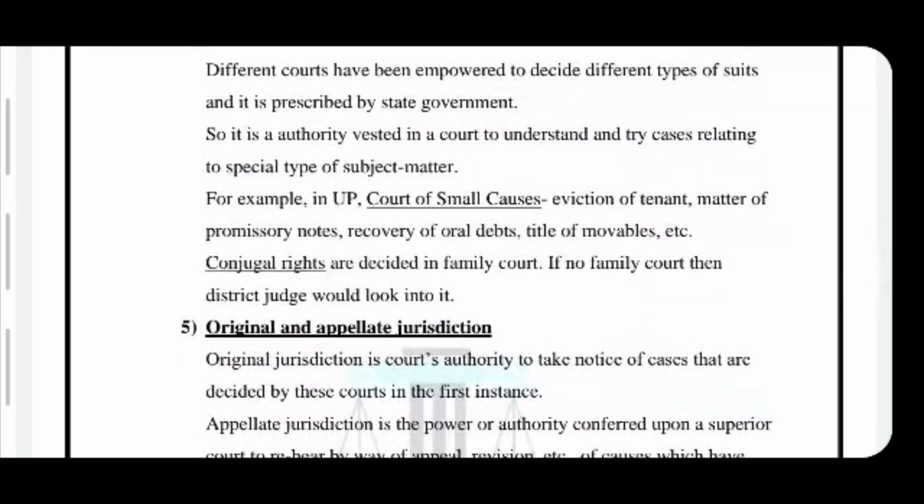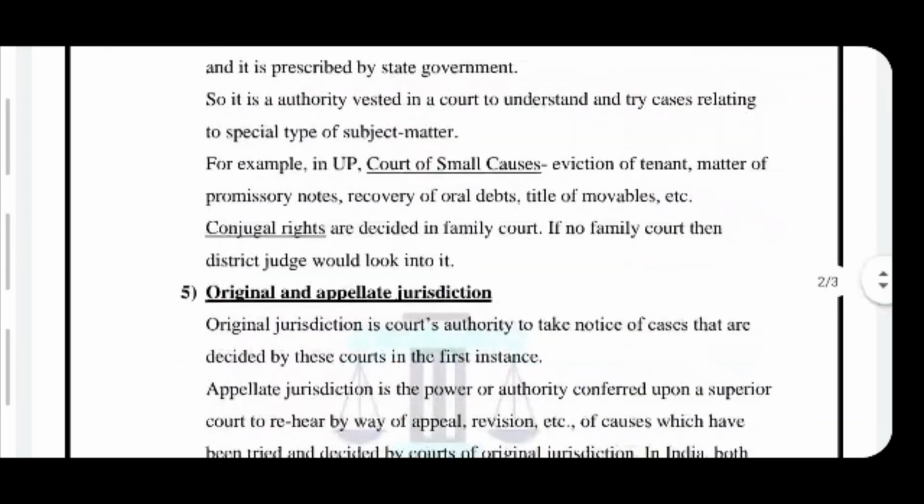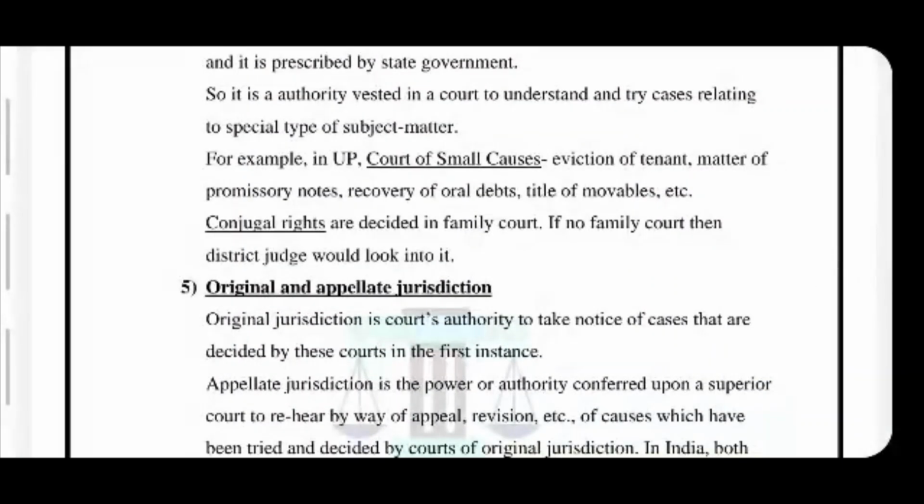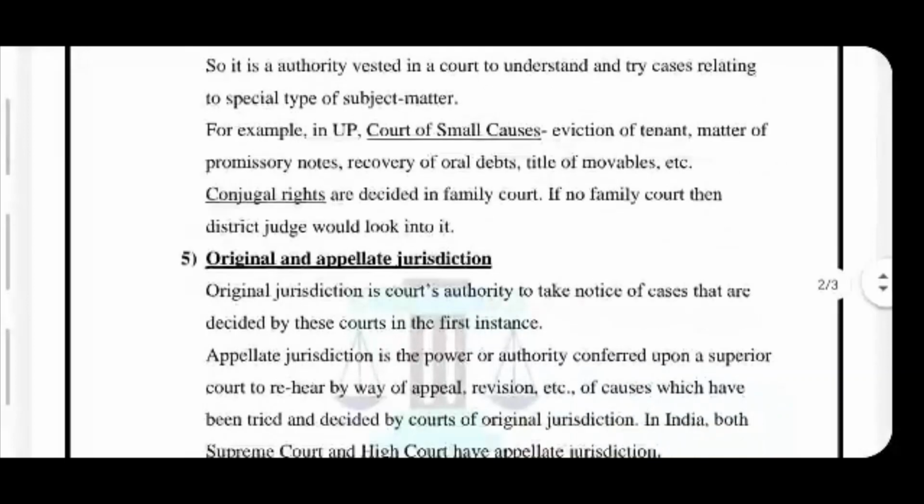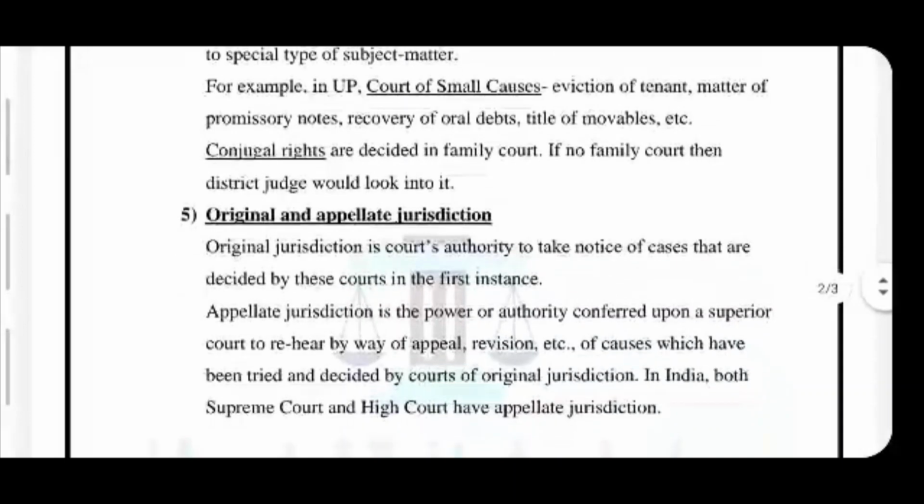Like if some dispute arose between husband and wife, then the respective family court has the original jurisdiction in regard to that dispute between the parties. And appellate jurisdiction is the power or authority which is given to a superior court, a court higher to a family court, be it a court of civil judge senior division or a district judge court or an ADJ court, or you can very well know that High Court and Supreme Court are the higher courts. So in India, High Court and Supreme Court have appellate jurisdiction.